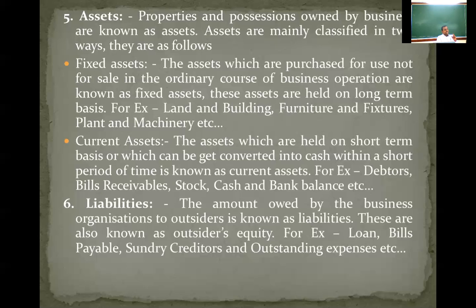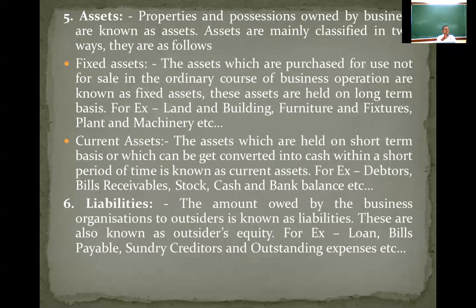And if any of the assets are held by the business on a short-term basis, or you can say any of the assets which the company can convert into cash within a very short period of time, such kind of assets are called current assets. So like this, there are two types of assets. There is one more classification for assets, that is tangible assets and intangible assets.